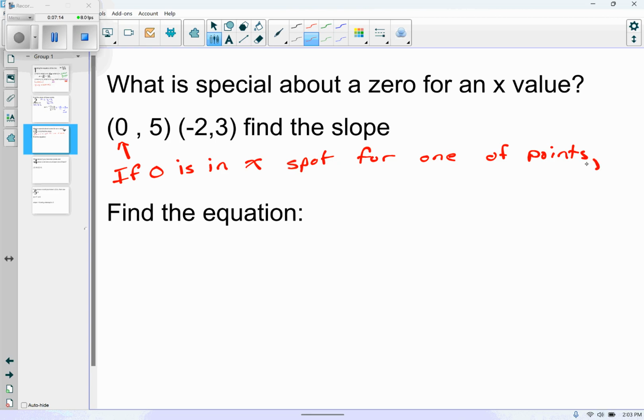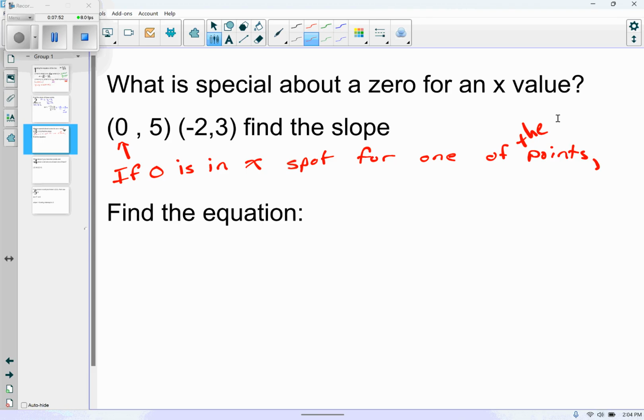Okay. I'm not an English teacher, so I want to make sure this makes sense. I have an arrow pointing to the 0, and it said if 0 is in X spot for one of the points. Does that make sense so far? I'm not done. I only have a fragment of a sentence there. If 0 is in X spot for one of the points, does that make sense? Does one of my points have a 0 in an X spot? The other point has a negative 2 in the X spot, agree?